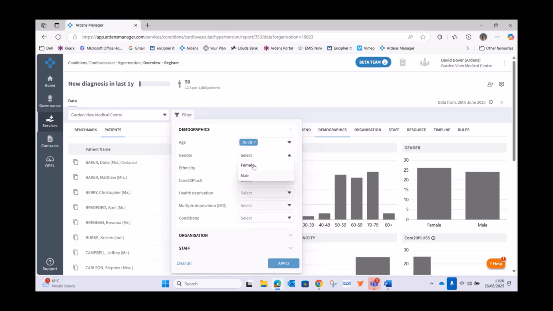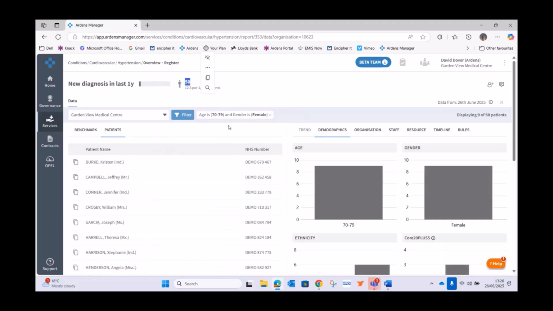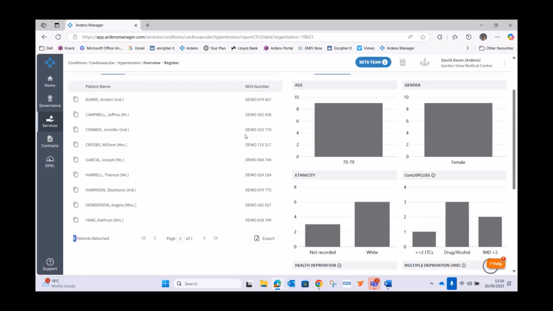Choose gender, male or female. And obviously just continue to narrow that field down if I want to. So out of those 50 newly diagnosed, if I'm interested in those 70 to 79, making sure that they are being seen and cared for by the relevant members of my team, then I could filter that information out, apply that filter, and of those 50, I'm now down to 9 patients. Again, just functionality that you've got with Ardens Manager, across all of these dashboards now. Got the ability to export that data.